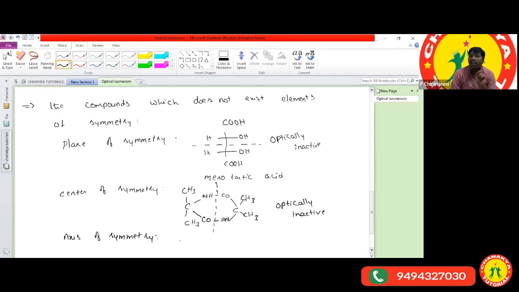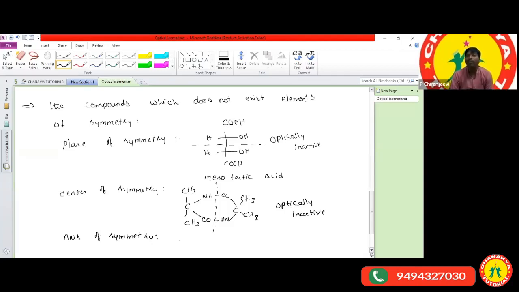If you cut in any direction along the x-axis, the best example is the cube. All of you have seen the Rubik's cube, everyone is playing with it now. If you cut the Rubik's cube along any axis, x-axis, y-axis, or z-axis, you get two equal halves. So the Rubik's cube is an optically inactive compound. The substance which attains an axis of symmetry becomes optically inactive.